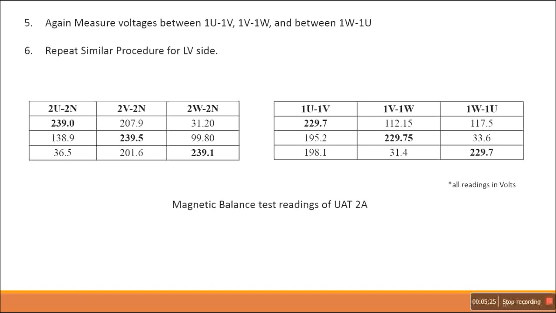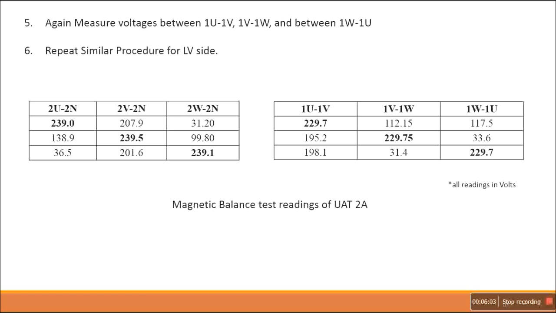Now let's focus on the table on the right side, that is for the HV side or the primary side. Here the applied voltage between 1U and 1V was 229.7 volt, the voltage measured between 1V and 1W was 112.15, and between 1W and 1U was 117.5. If the sum of the voltages 1V-1W plus 1W-1U equals 1U-1V, then there is no problem with the transformer. If there is some deviation in the sum, then there is some fault with the magnetic core structure of the transformer.